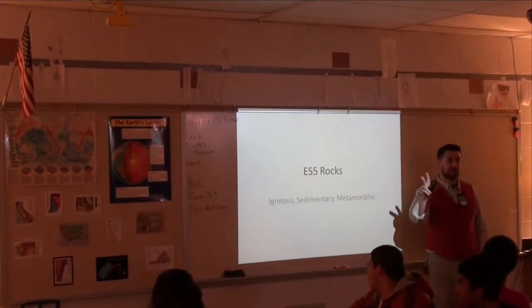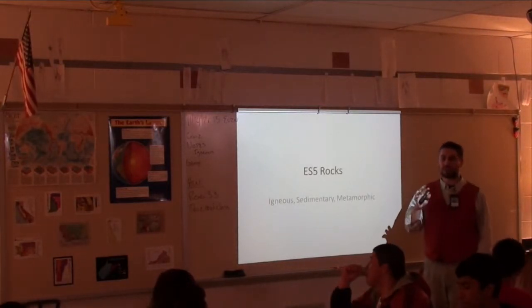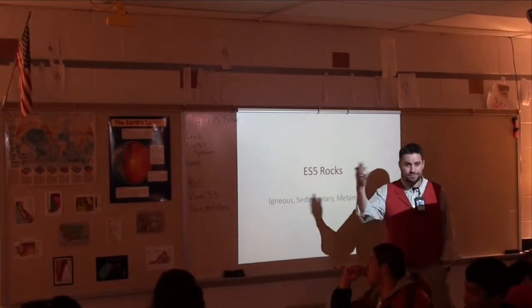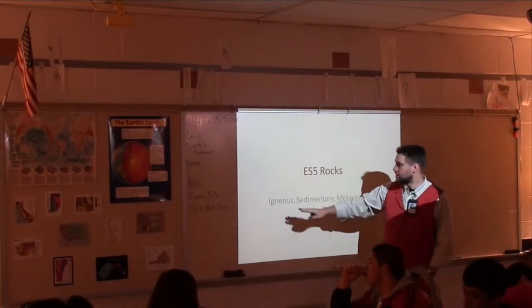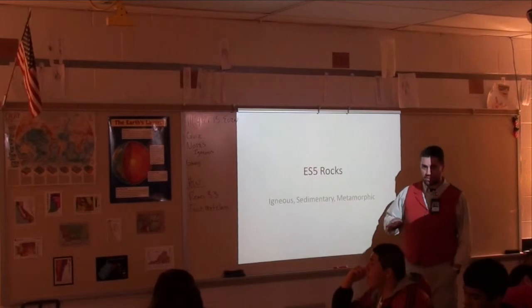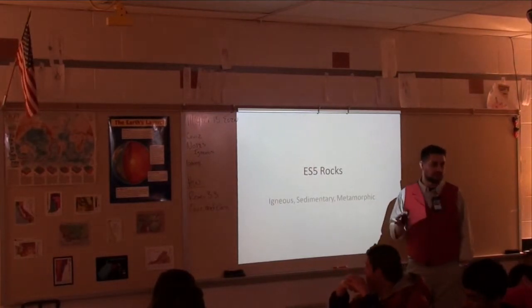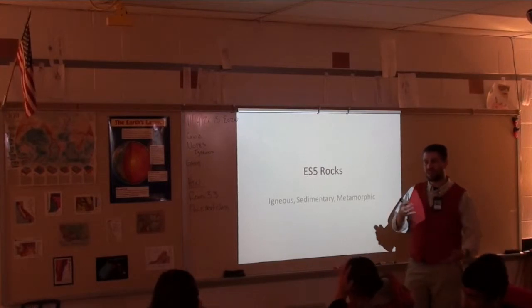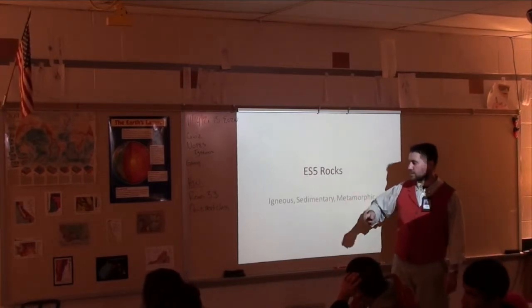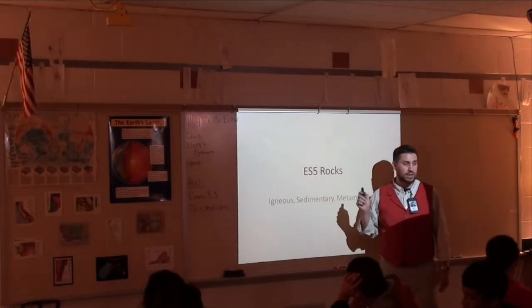There are 3 types of rocks. We are going to learn these types of rocks over the next 3 or so classes, okay? There's igneous rocks, sedimentary rocks, and metamorphic rocks. The rocks all work together as far as interacting. Any rock can turn into another kind of rock. And here's how that happens.